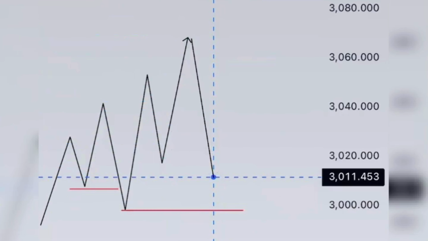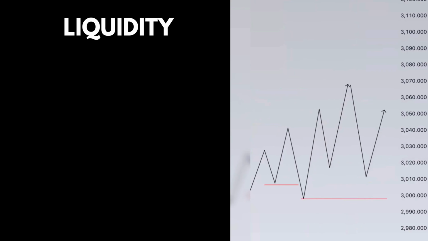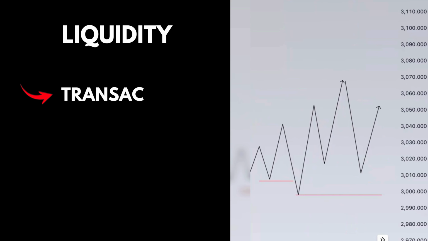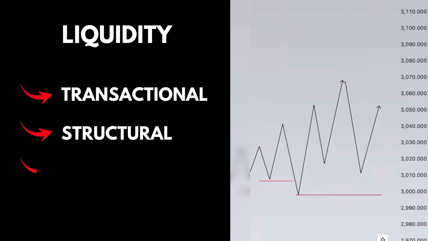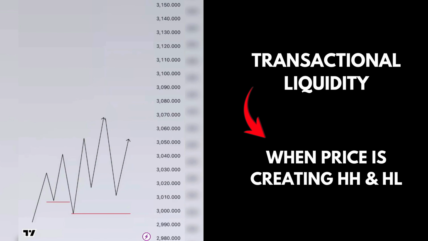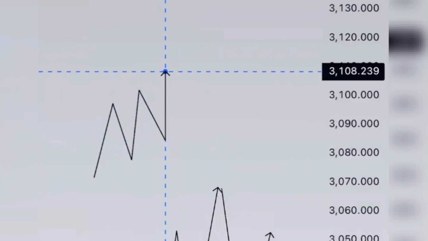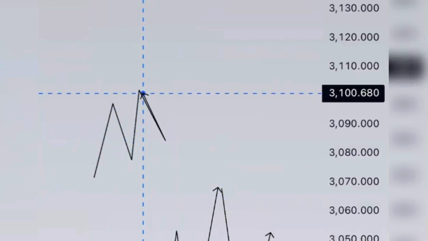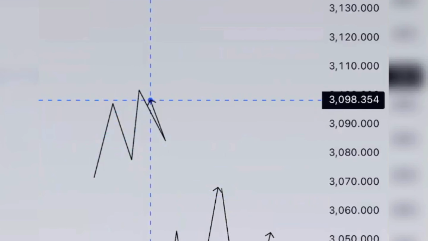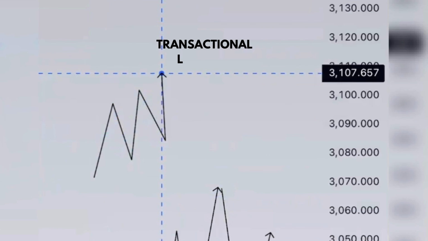But there's something to pay attention to, which is what we call liquidities. There are different forms of liquidities that you have to pay attention to in the market. So there's what we call transactional liquidity, there is structural liquidity, there is inducement liquidity. Transactional liquidity is more like when price is actually bullish, creating higher highs and higher lows. In a bullish market, when market is breaking highs, you understand that this high is a liquidity, right? It's liquidity because people began to sell from here and they dump the market. So there are lots of orders that hang around this point. So that kind of liquidity is given a name called transactional liquidity.